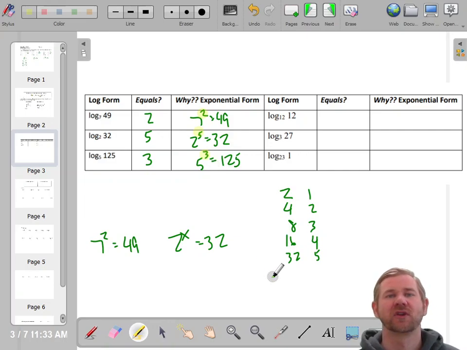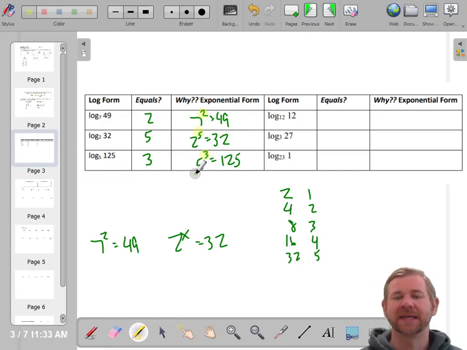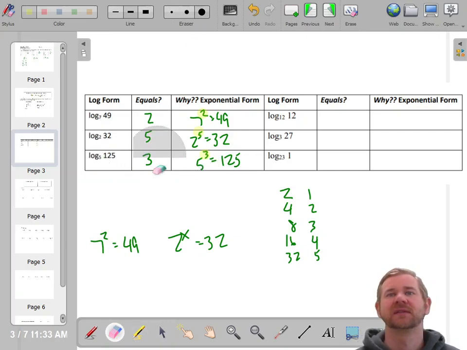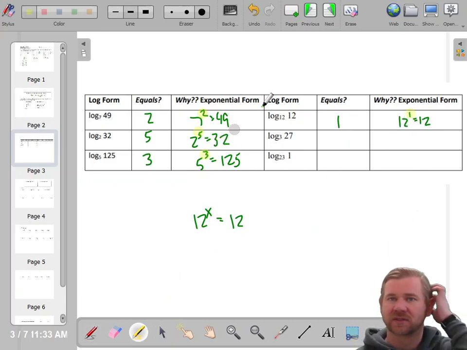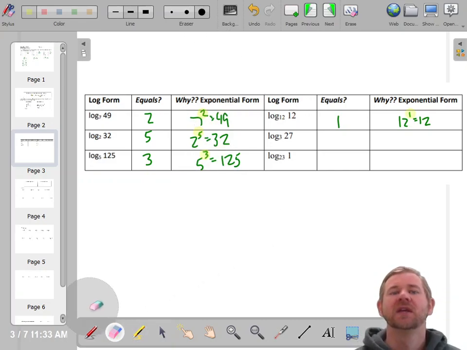So that's what I'm going to start off with, just rewriting it as an exponent and then figuring out what that exponent is. If you see something like the base 12 log of 12, it's like saying 12 to what power is 12? 12 to the first power is 12. I'm asking you, what's the exponent? 12 to what power will give you 12?